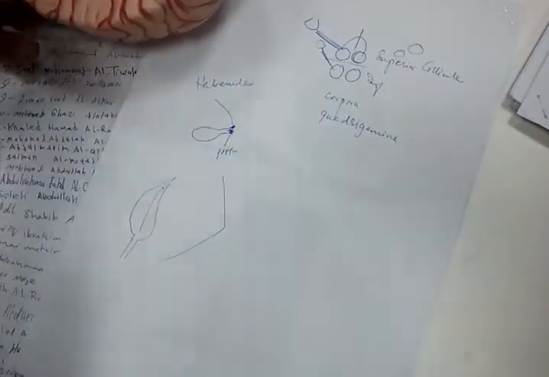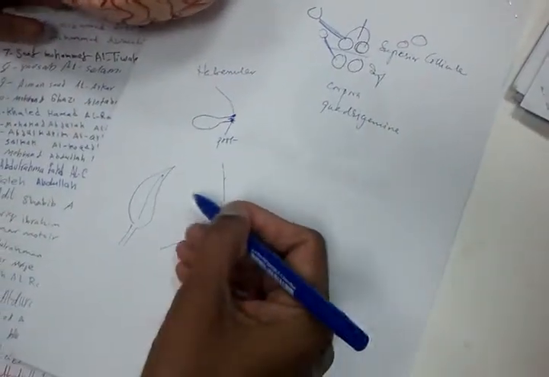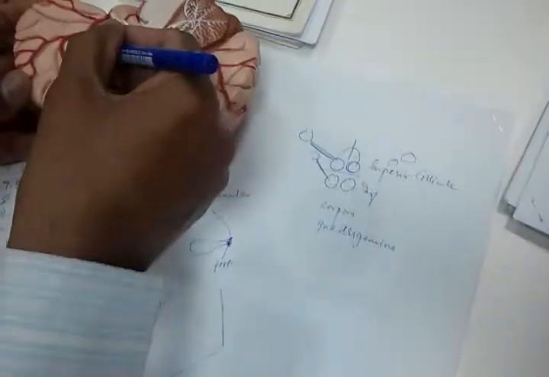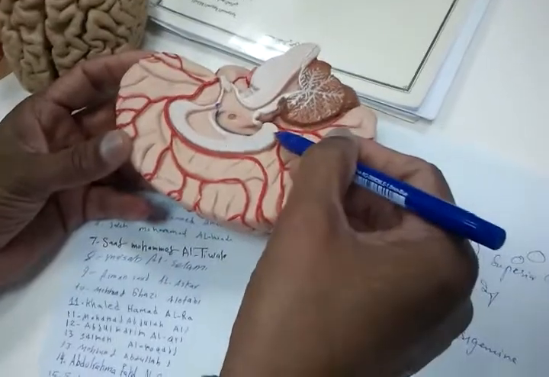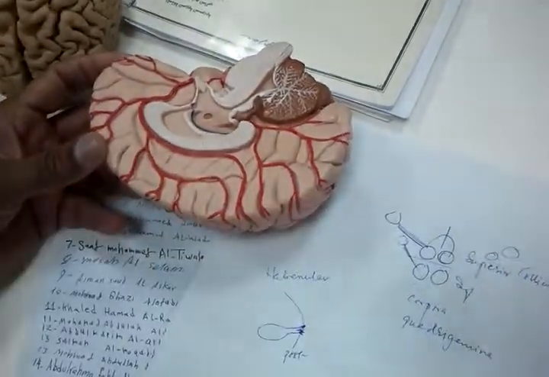The bend of the internal capsule is also known as genu, with the anterior limb and posterior limb. So this portion of the corpus callosum is known as the genu. This portion is known as the body, and this is known as the splenium. Look at this one now.